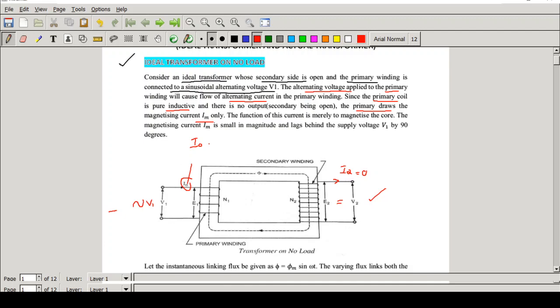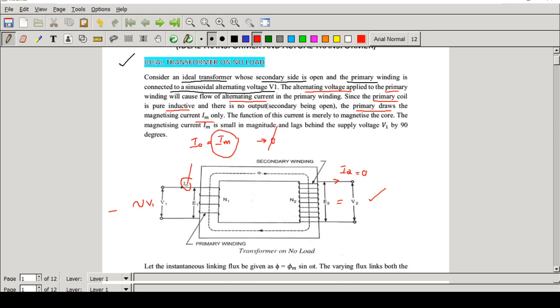In the case of an ideal transformer under no load condition, this current will be equal to Im. This Im is called the magnetizing component of the current because this current is responsible for producing the flux phi. So for an ideal transformer under no load condition, the input current I0 is equal to Im.